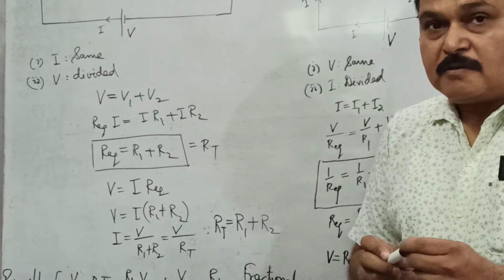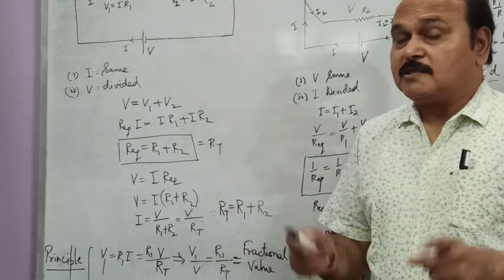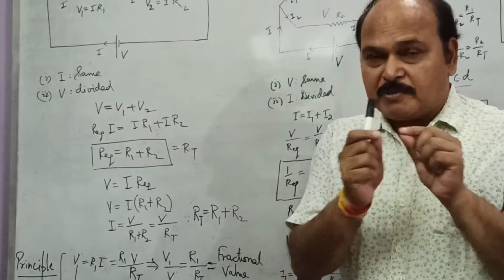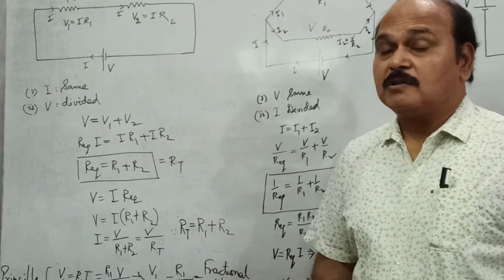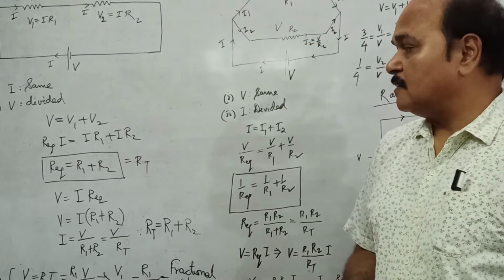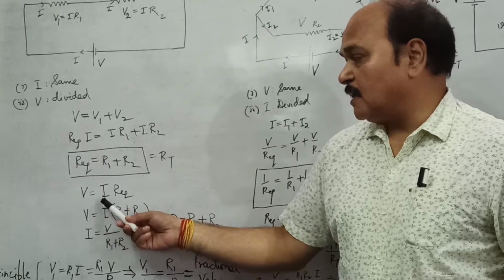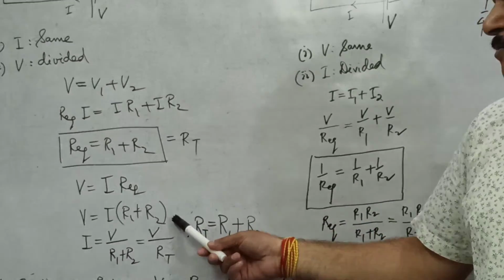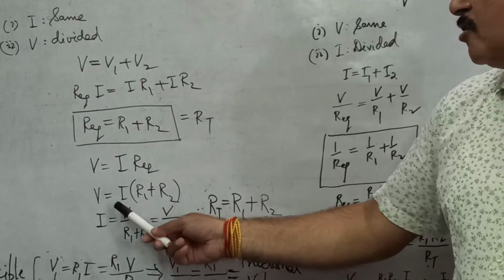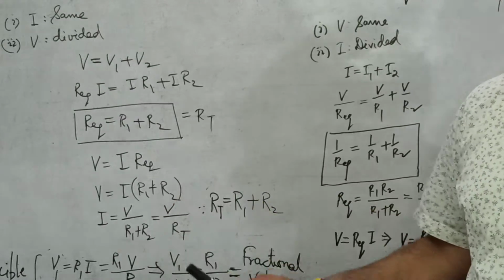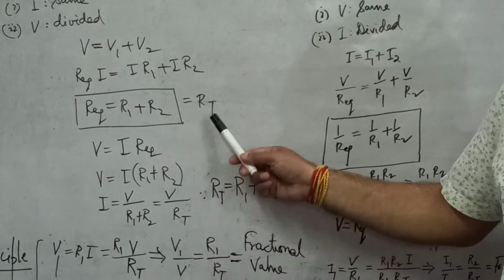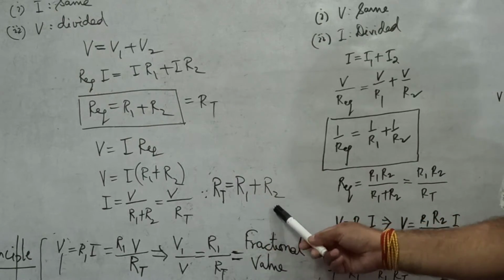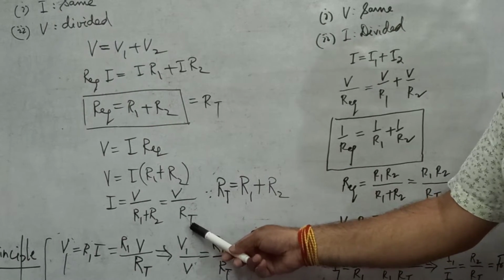So, equivalent resistance in series is always simple sum of the resistances of all the resistors. Well, overall voltage is I into R equivalent. R equivalent is R1 plus R2. That means I is going to be V upon R1 plus R2. And this R1 plus R2 is nothing but total resistance, that is RT.